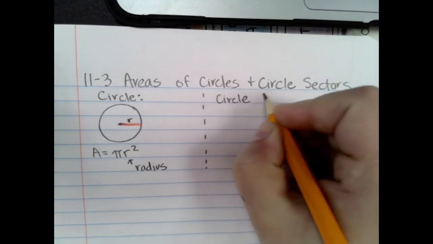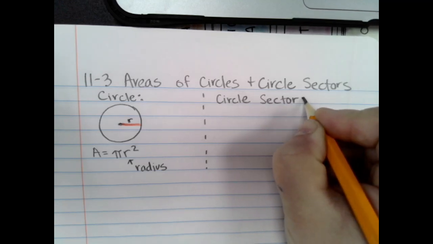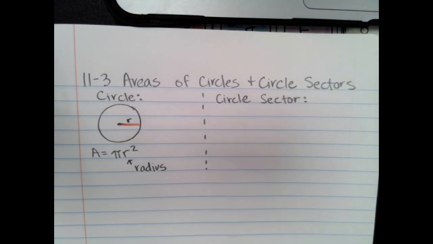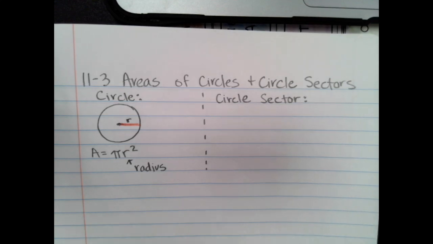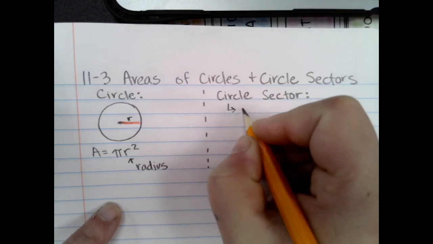Okay, get refocused here. Alright, circle sector, what does that word sector mean? Cutting through something, yeah. So it's part of a circle. It's like cutting out part of a circle. Like a bisector, you're right. Nice job. Alright, so circle sector is just part of a circle.